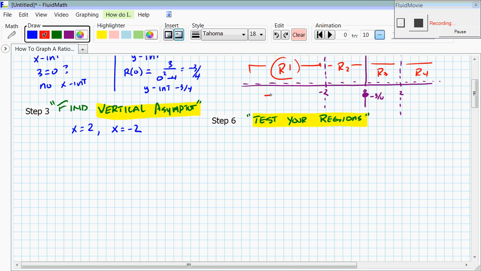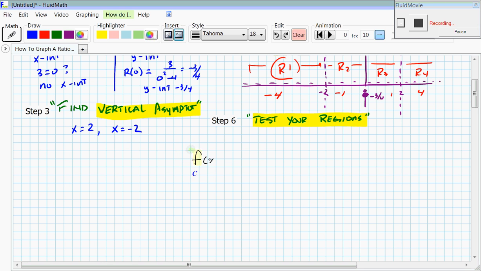So yeah, we'll say -4 is a good test point over here. How about in this region? -1. How about in this region? 1. Great. And how about this region? 4. Good. Now what I'm going to do is, you can use your calculators, but I'm going to write this out.